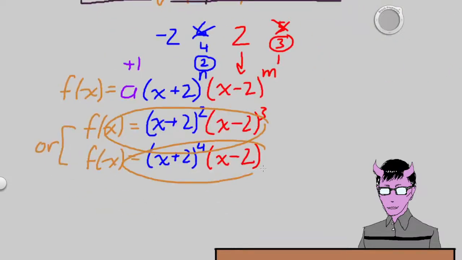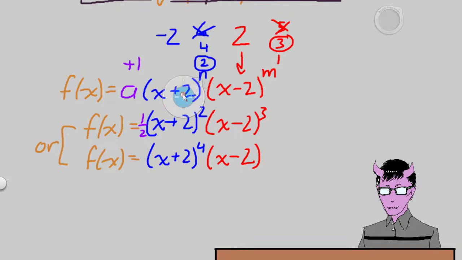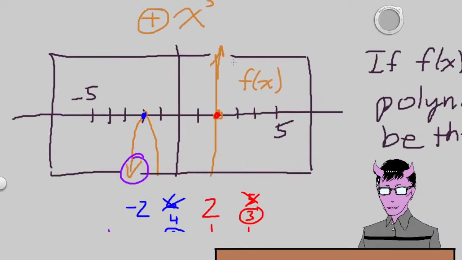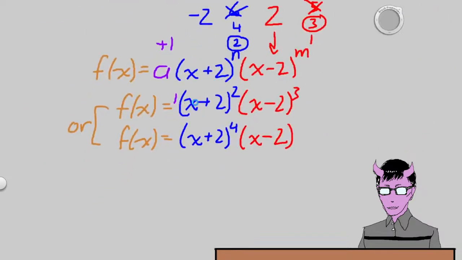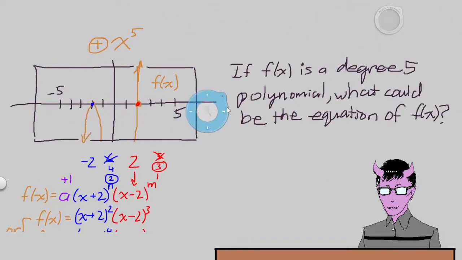Those will probably be the two most popular ones, but again, you can technically have many more. You could put a 1/2 here if you want. But you cannot put -1, for example, because the end behaviors are downwards, upwards, not upwards, downwards. But again, I should just choose positive 1 because it's the easiest one to do.